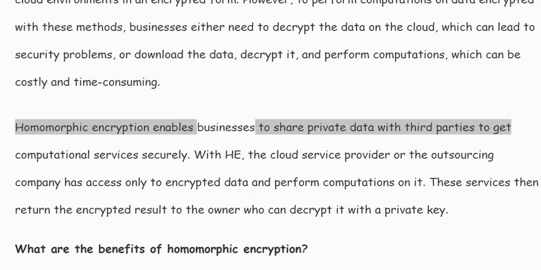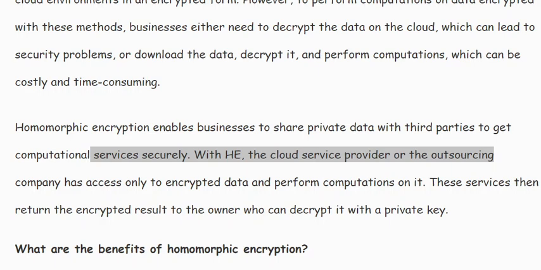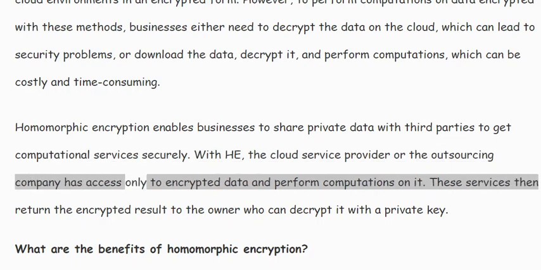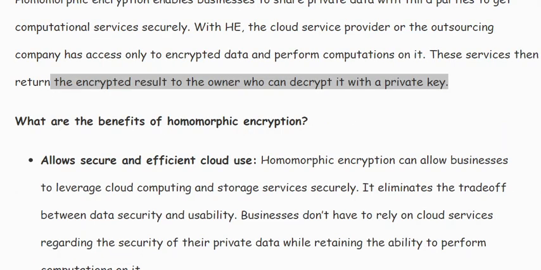Encryption enables businesses to share private data with third parties to get computational services securely. With HE, the cloud service provider or the outsourcing company has access only to encrypted data and performs computations on it. These services then return the encrypted result to the owner, who can decrypt it with a private key.